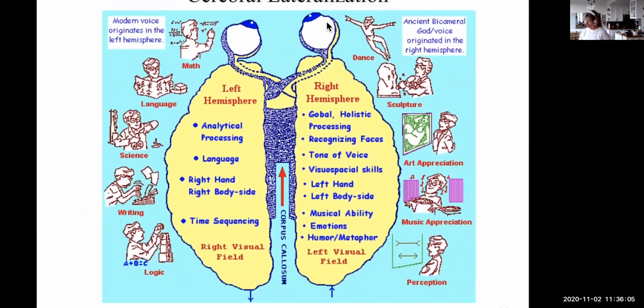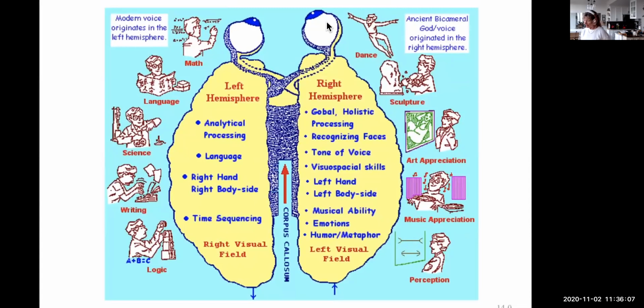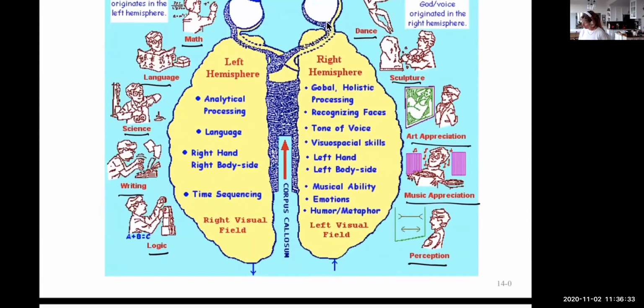Cerebral lateralization. Here's a nice diagram. So it shows things like math, language, science, writing, logic. Loosely, they are more prominent in the left hemisphere, whereas functions such as dance, sculpture, art appreciation, music appreciation, perception, they may be more of a right hemisphere kind of function. So let me write that down in words.